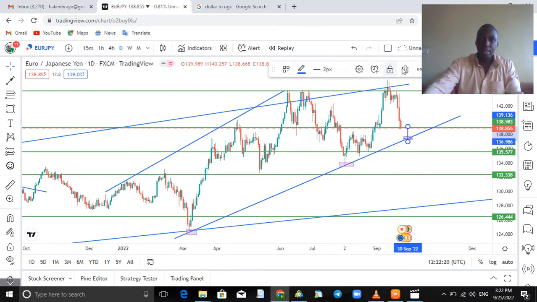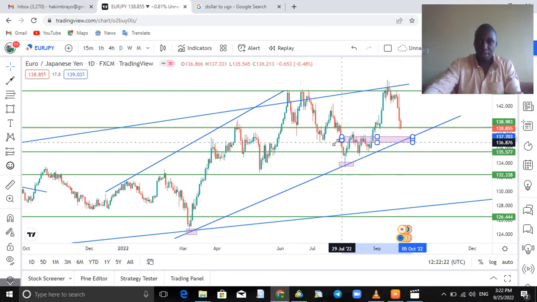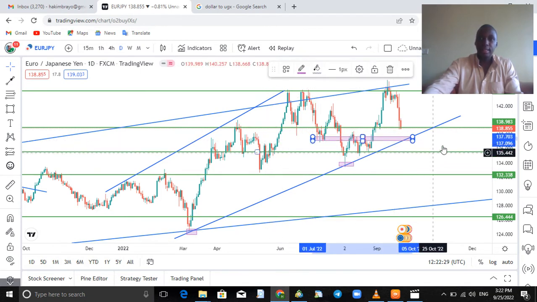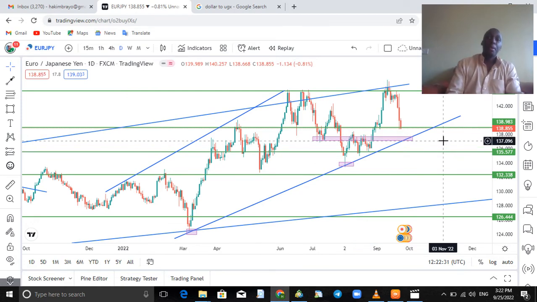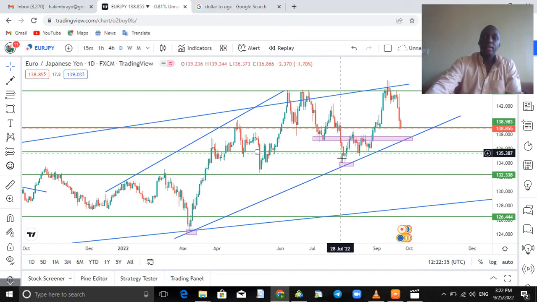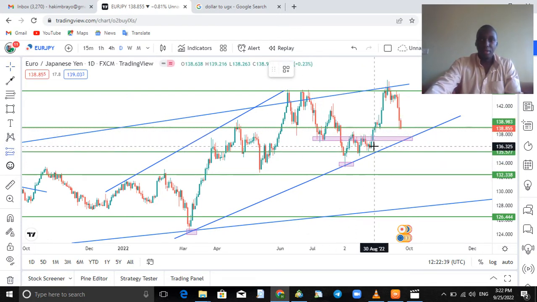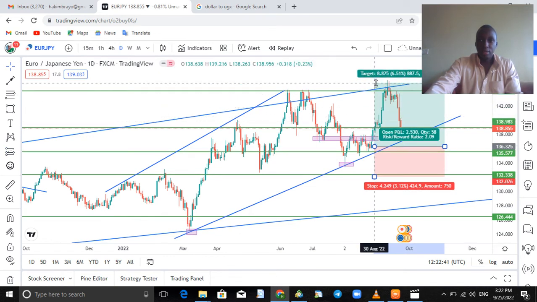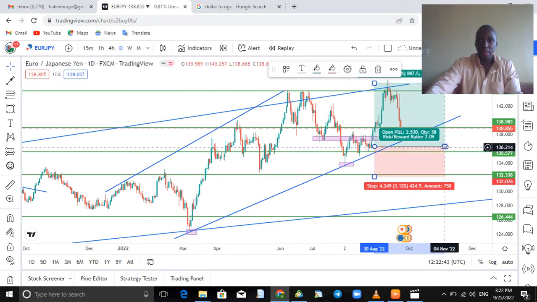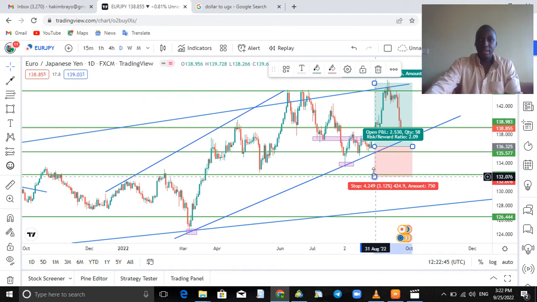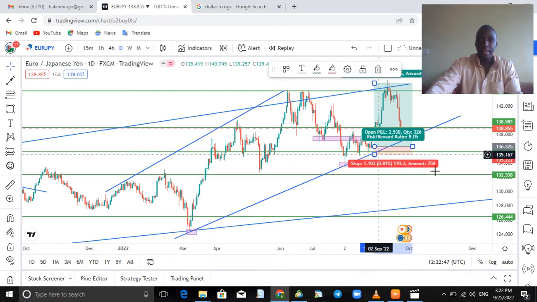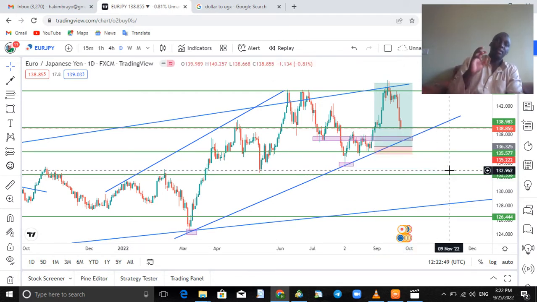If I try extending my zone, this zone of mine, you can clearly see that this zone has been acting as a support and resistance level. But then we can really see that before we had this inverted head and shoulders, and price shooting all the way from this price up to that level, we can see that this area had acted as a resistance level.